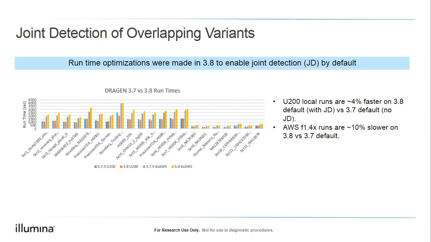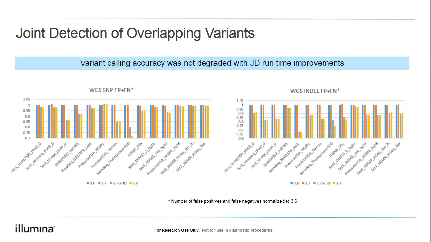But again, one of the main reasons there is that the F1.4x has a smaller number of CPU cores, so we have not been able to fully optimize the feature over there. But again, what you get out of the joint detection feature is in this next slide, which is the high variant calling accuracy. So if you're running in the cloud and if you're willing to take a little bit of a hit on the runtime, what you will get is an improvement in accuracy.